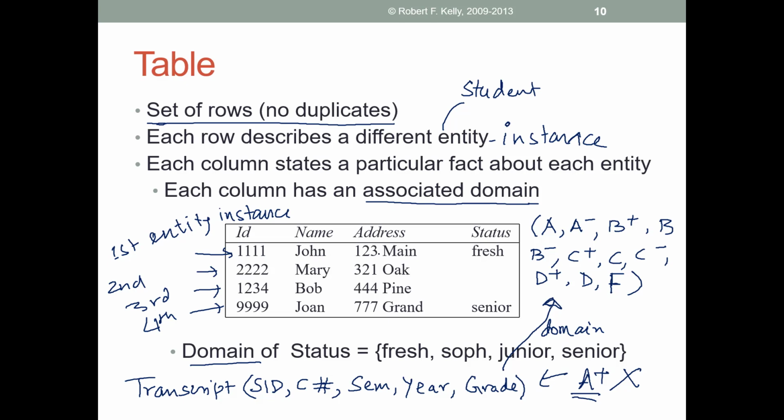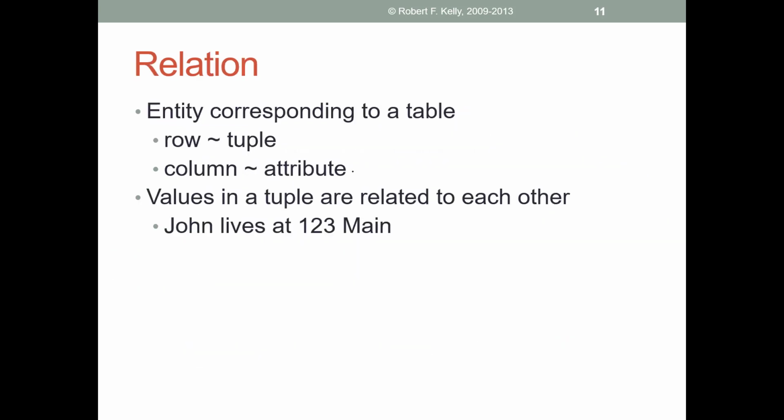So this address that you have here is applicable to John. So John is related to this address. And similarly, ID is related to John. So that's the thing we are trying to say right here. Values in a tuple are related to each other. John lives at 123 Main.